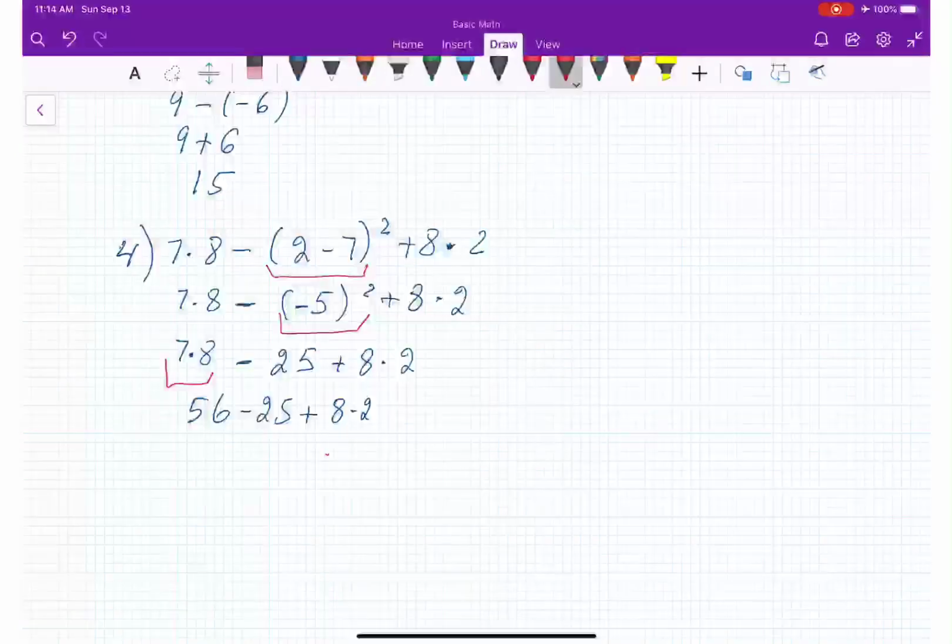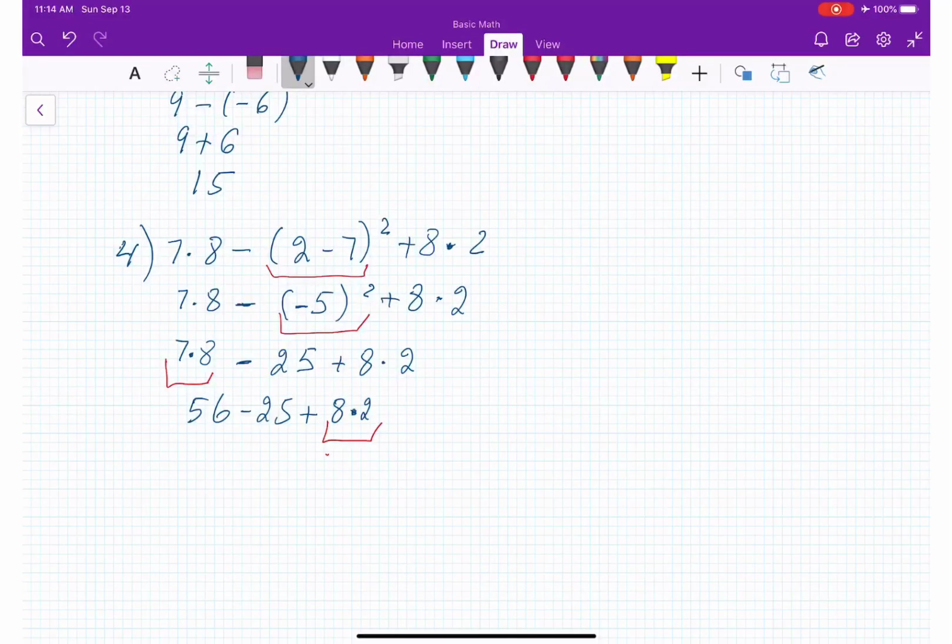Okay, next is going to be 8 times 2. From here, 56 minus 25. Oh, multiplication, I'm sorry. Although, well, it wouldn't be a mistake because it's separated, but I don't want to confuse it. You have to feel comfortable to do these things. So 56 minus 25 plus 8 times 2 is 16.